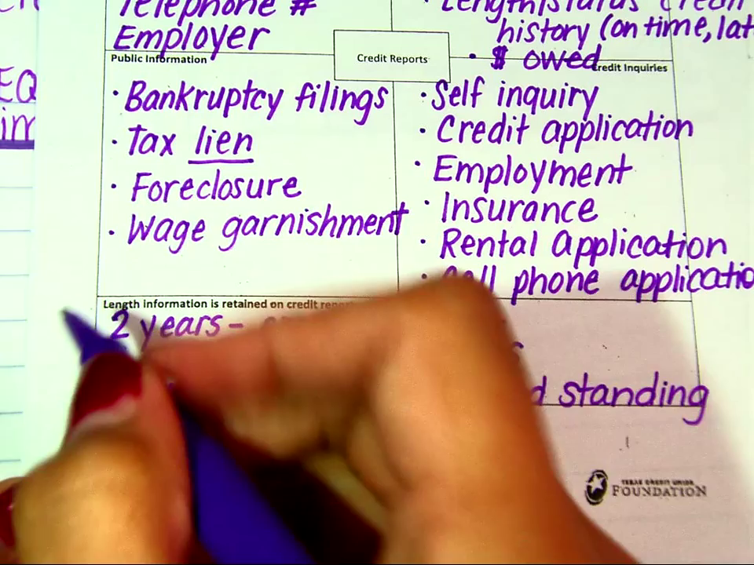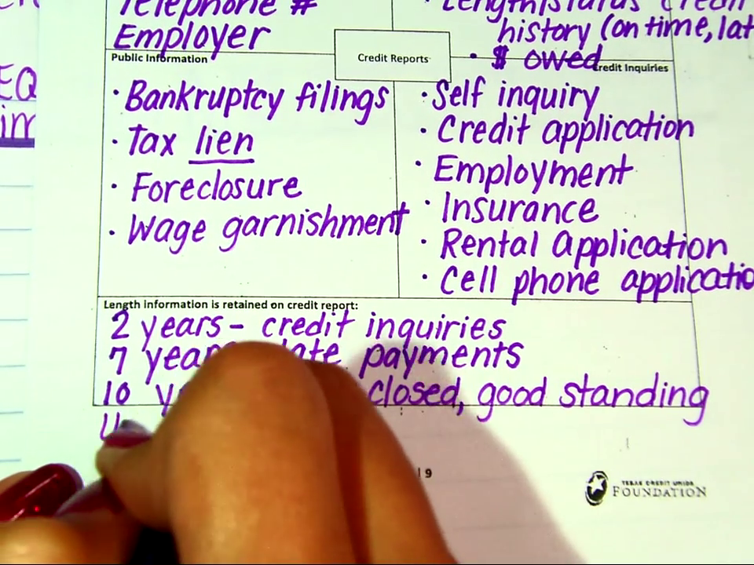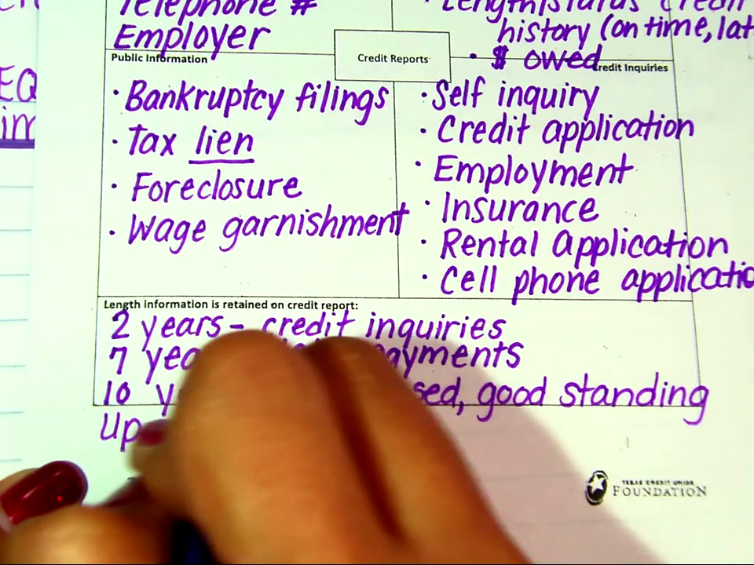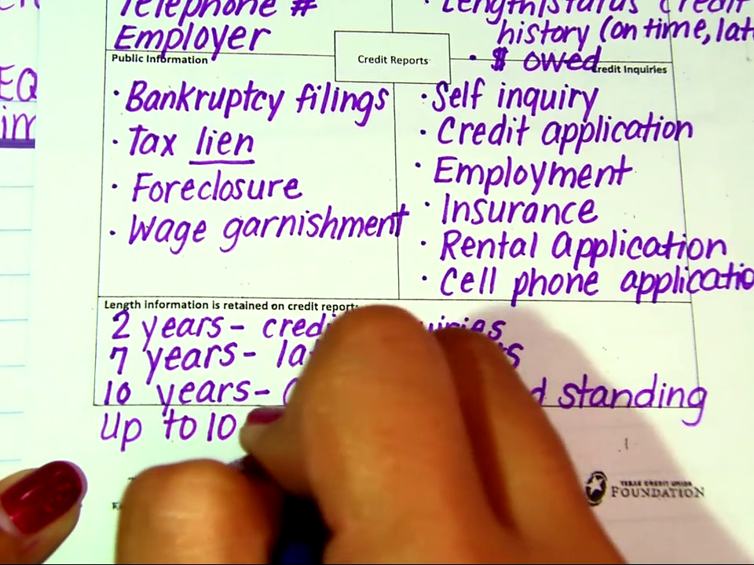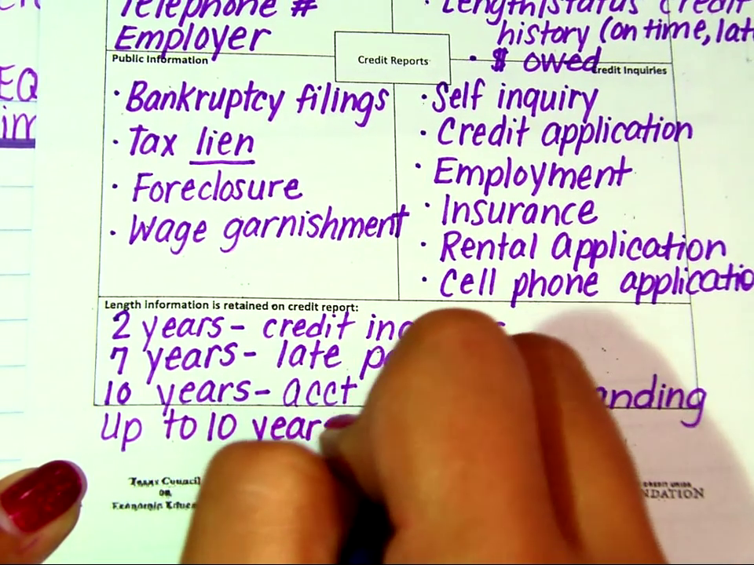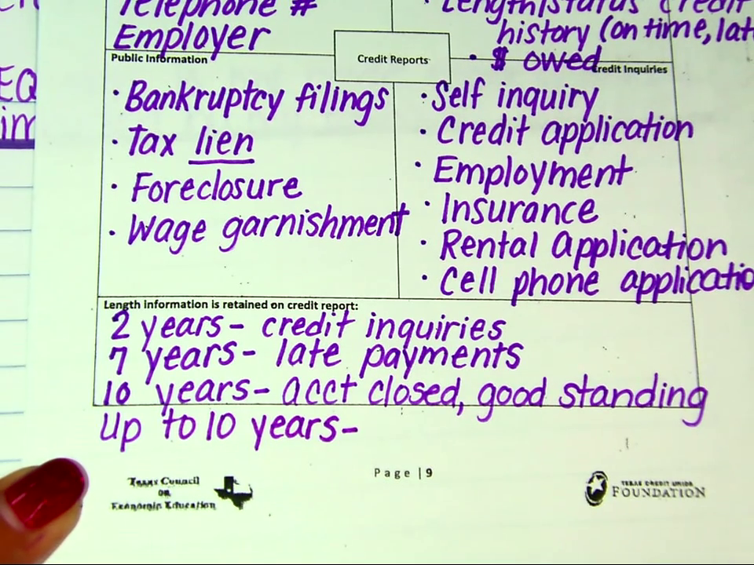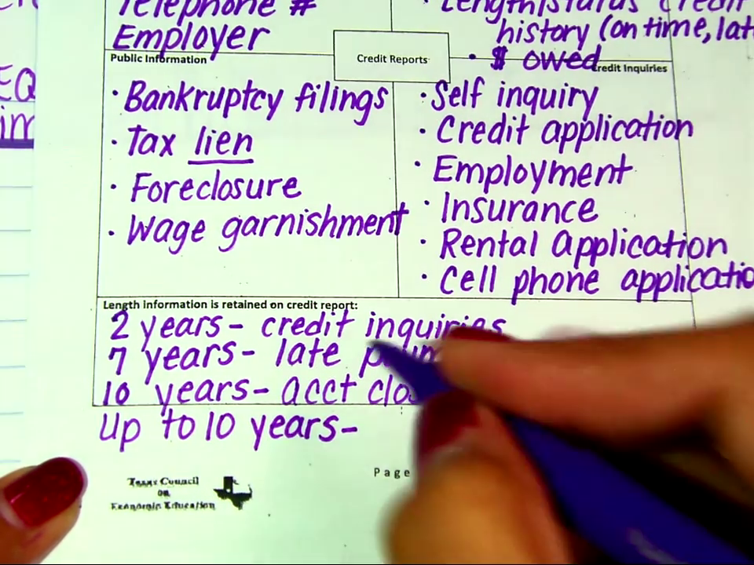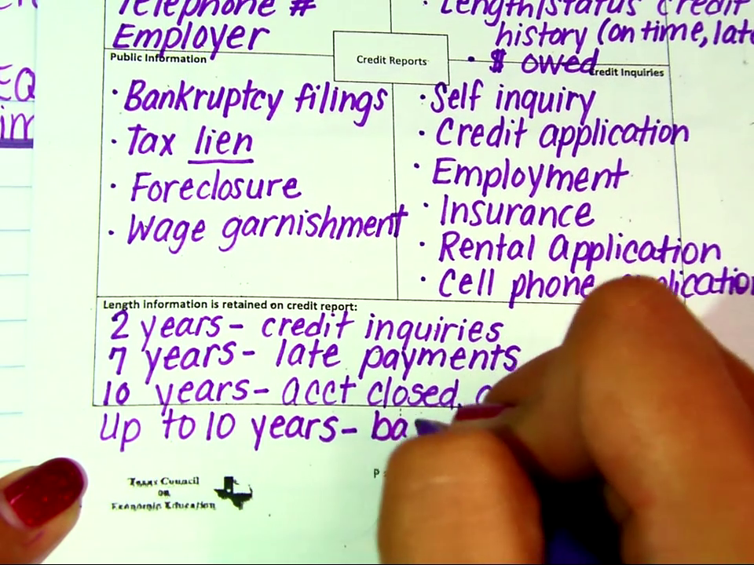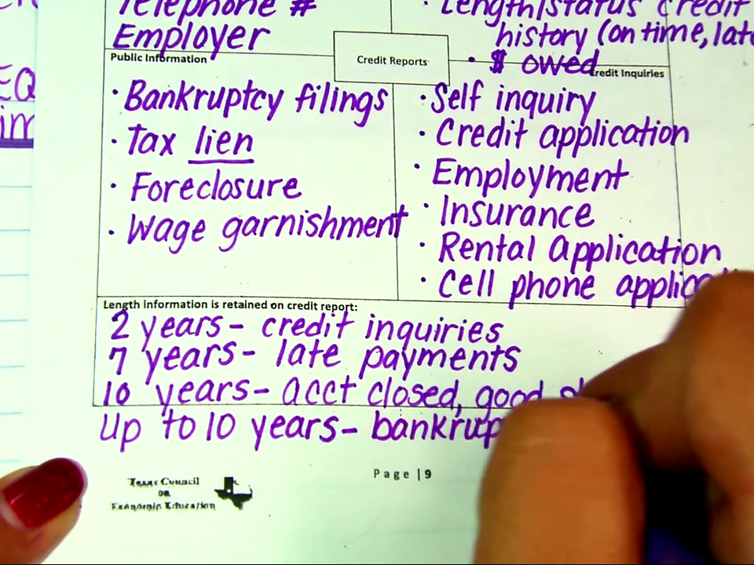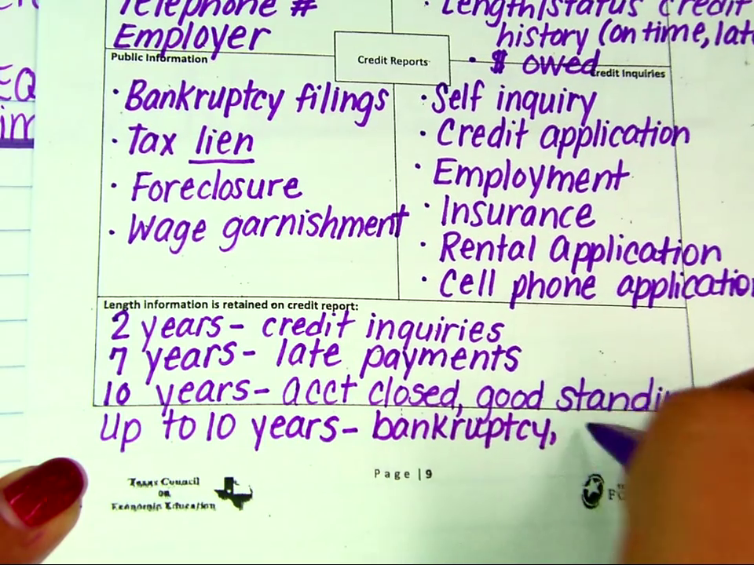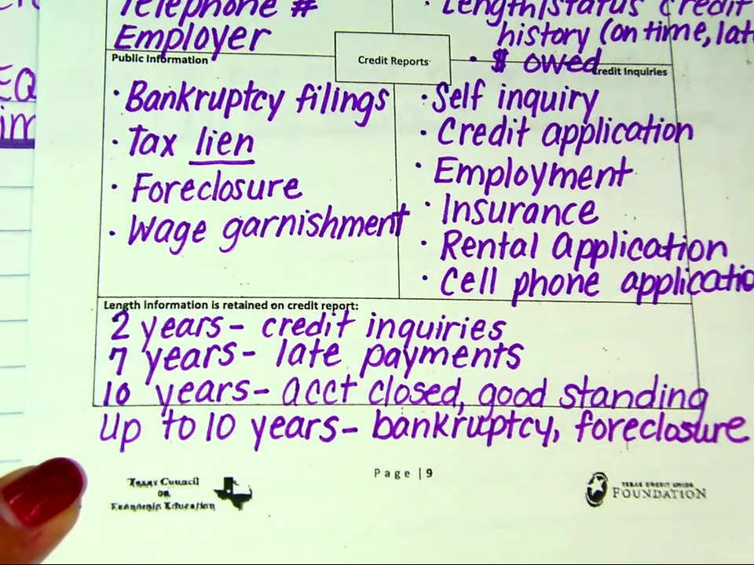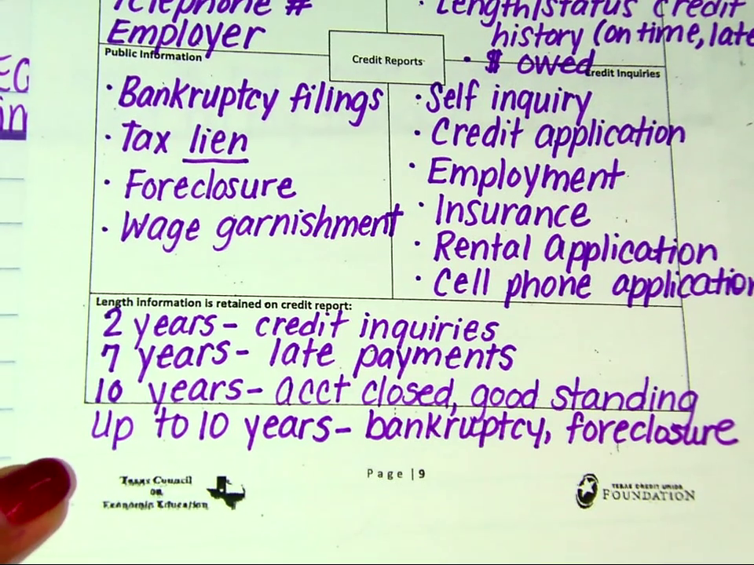Okay. And one other thing, some things will stay on your credit report up to 10 years. Sometimes they range from between 7 to 10 years, and it just depends on the report type and what it's for. But one example would be bankruptcy. Another one would be something like a foreclosure. Those would stay on your account for possibly up to 10 years.